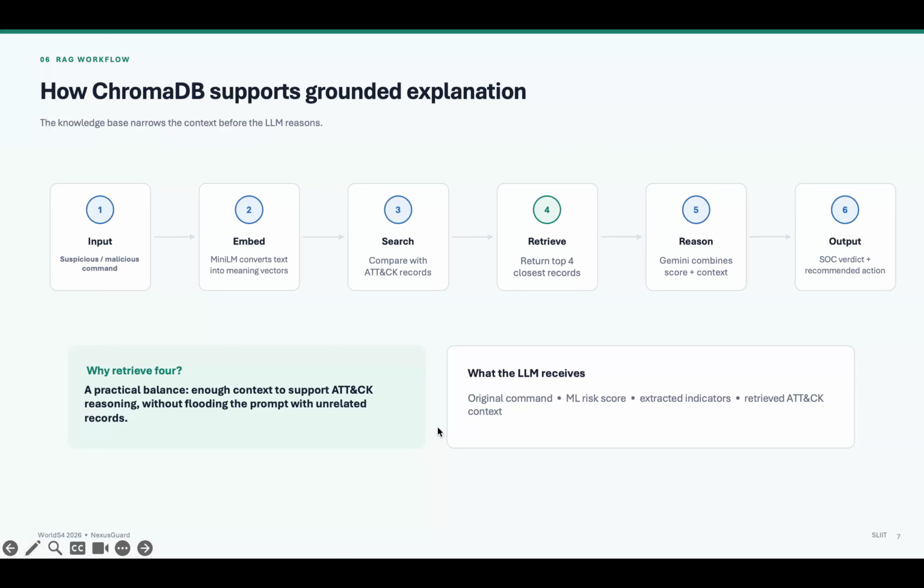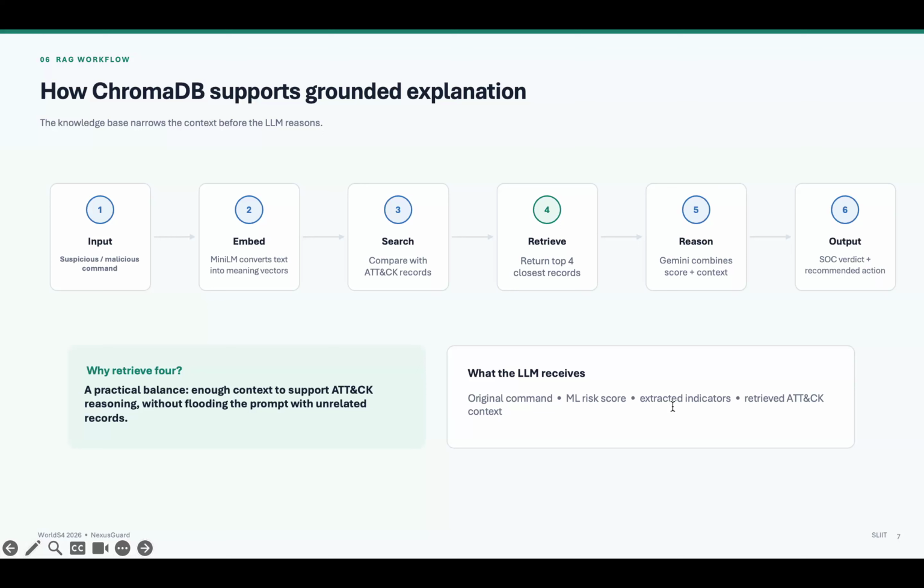Right, thank you. The RAG process begins only for suspicious or malicious events. First, the command and its risk context are converted into a numerical representation of meaning, called an embedding. I used MiniLM for this process, and then ChromaDB compares that representation with the embeddings it has in the database itself. It retrieves the four most semantically similar records. The number four is not a universal or mathematically optimal value; it was selected as a practical balance.